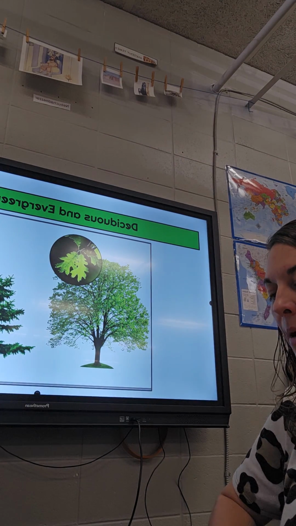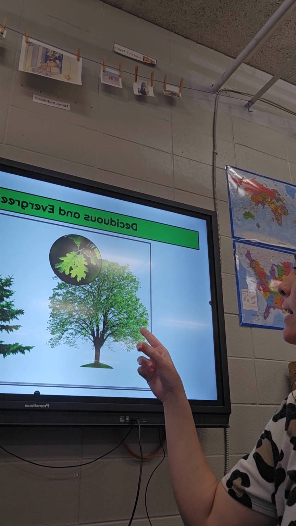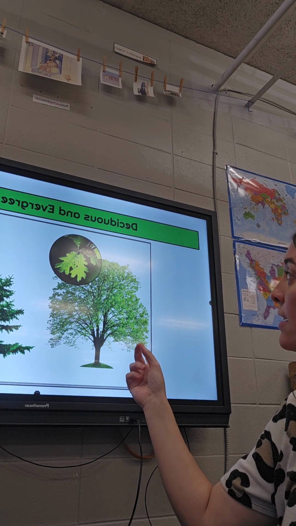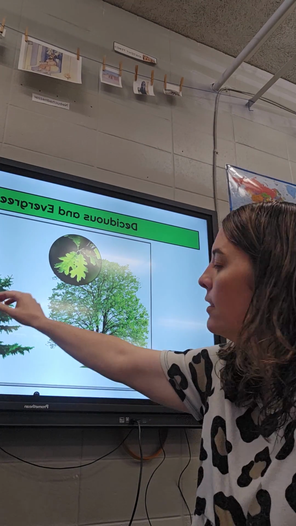So there are two types of trees. You have deciduous trees and evergreen trees. So this is deciduous and evergreen.